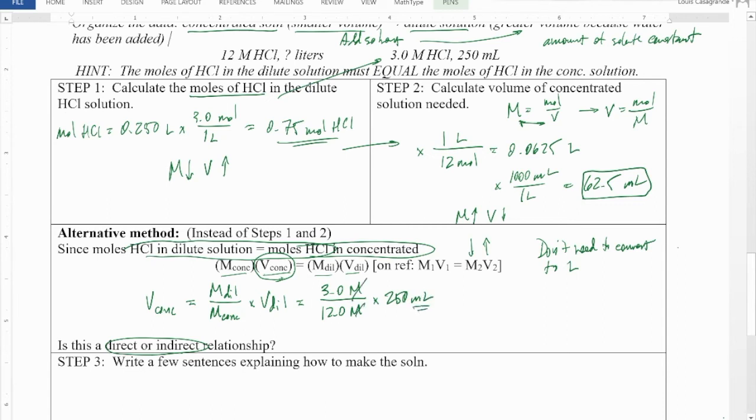Now, if you wanted to use liters there, you could. And it doesn't matter which way you do it. But if you do convert to liters, don't forget to convert back to milliliters. I will probably ask you to give me the answer in milliliters. Also, make sure you do the conversion correctly. 250 milliliters is not 250,000 liters. It's 0.250 liters. Make sure you go in the right direction.